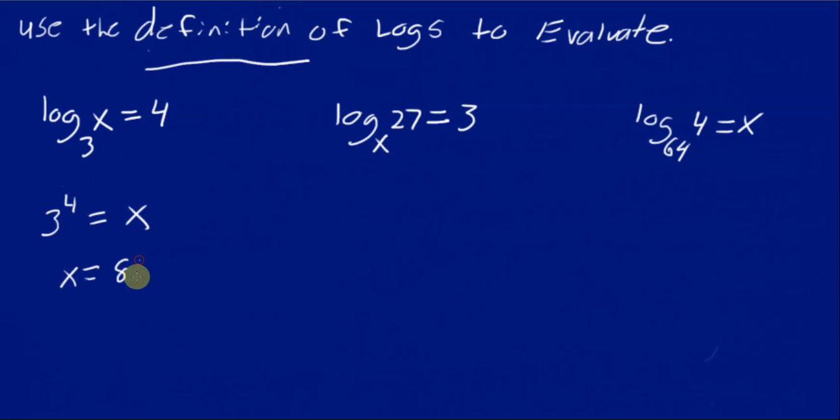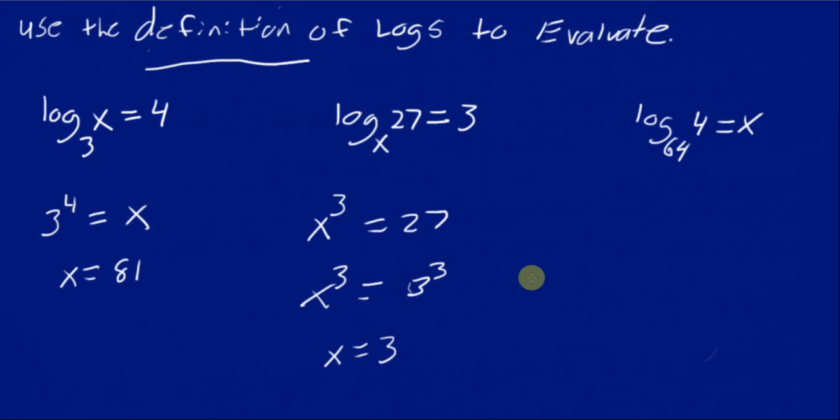and note that x is equal to 81. All right, this one, the base is going to be x, exponent 3, and that's supposed to equal 27. Well, I note that 27 is equal to 3 cubed, so x cubed equals 3 cubed, and if my exponents are equal, the bases are equal, so x is equal to 3.